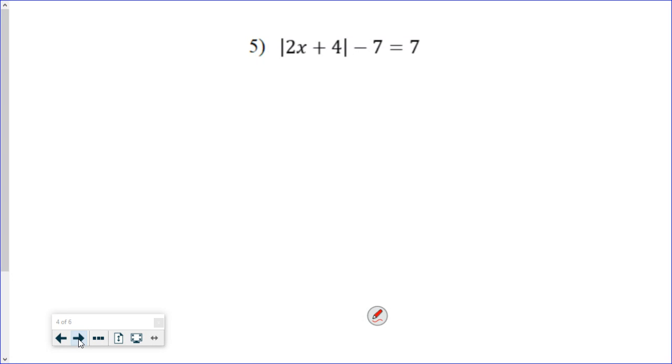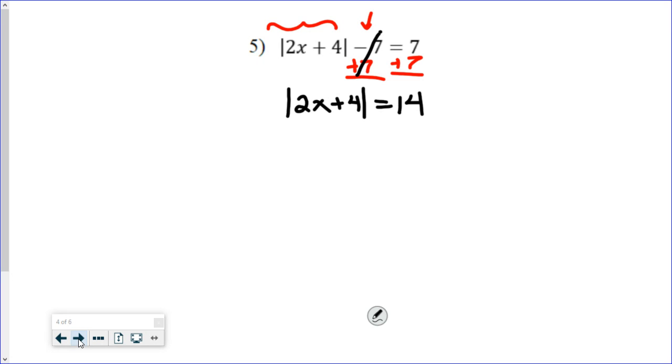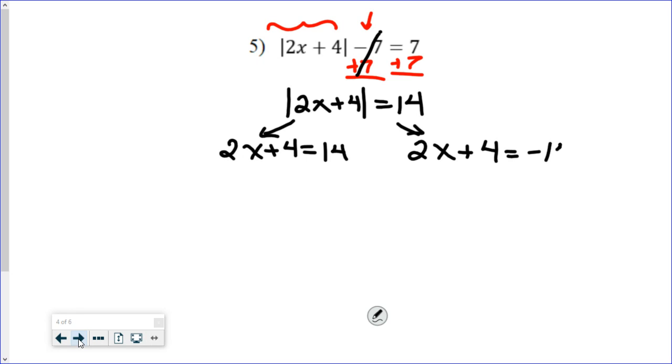Okay, now this one, number 5, I can't rewrite it into two equations yet. First, I need to leave this part, but get rid of that part by adding 7, okay? Okay, so I still have that 2x plus 4 in absolute values, and that equals 14. Now, again, I still want you to write two equations. If I keep saying it, first time it's 14. Second time, it's 2x plus 4 equals -14. I need to see those two equations. I know some of you don't want to, but you gotta.